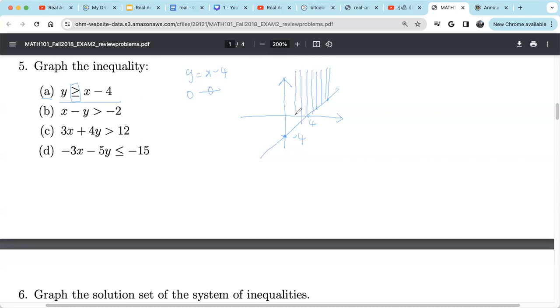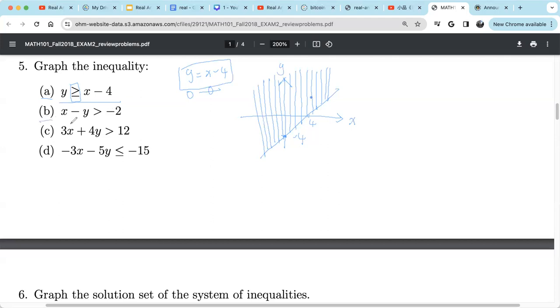You see, I have two variables that represent the two dimensions. So I have x axis, I have y axis. The previous ones, I only have a number line. I only have x axis. So this is the x axis, this is the y axis. So what did I do? I graph the line y equals x minus 4. I graph it with a solid line because this has an equal sign. So y equals x minus 4 indeed is part of it. Then I have this greater than. So greater than y value, so I shaded above. Because if we pick any point here, the value is greater than this line.